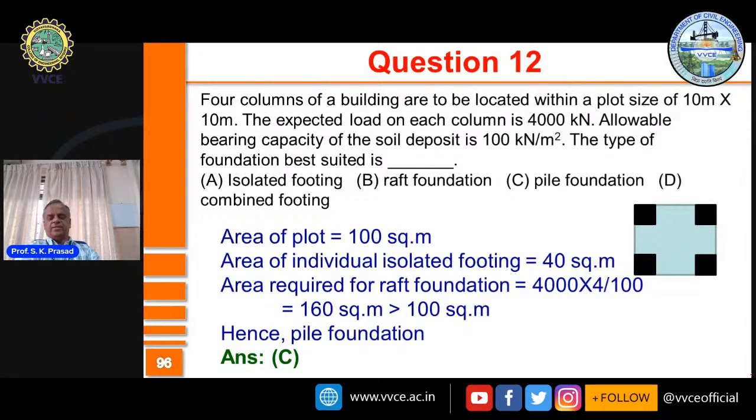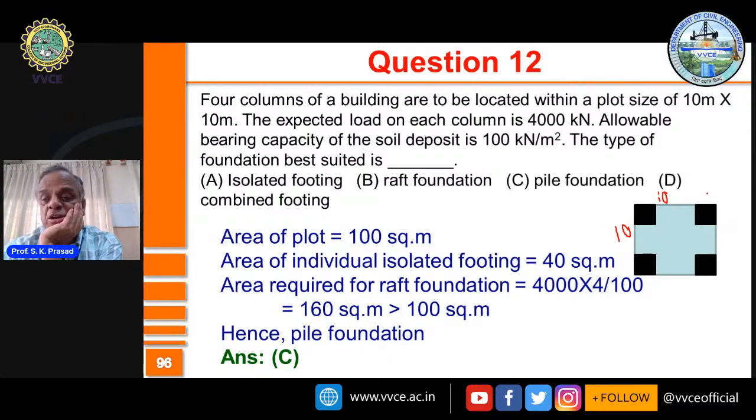I want you to answer this question. 4 columns of a building are to be located within a plot size of 10 meter by 10 meter. Please note 4 columns. So plot size is 10 meters here and 10 meters in the other direction.